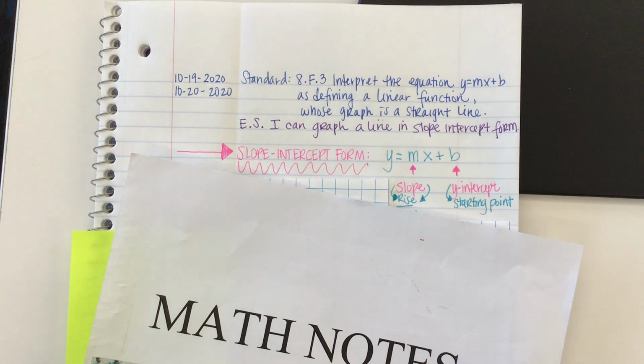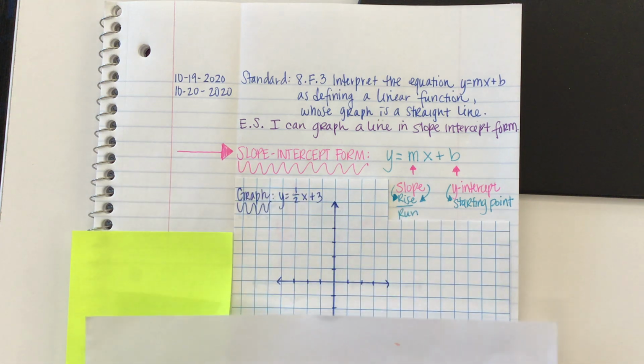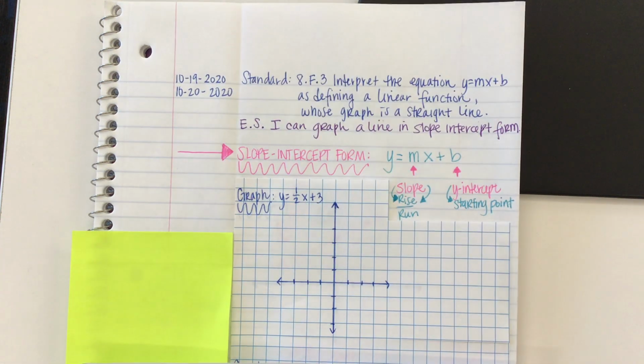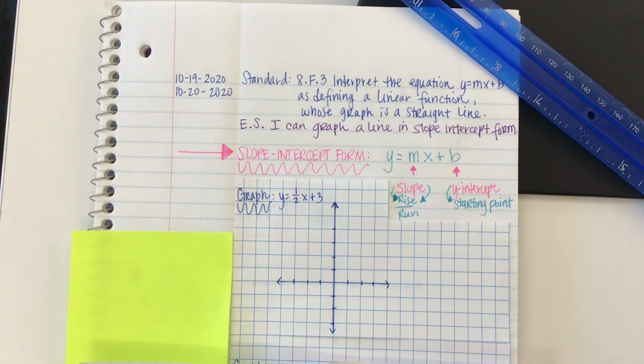So we're going to go ahead and get into an example. Here we have: graph y equals 1/2 x plus 3. What we did before was we would create an xy table, and we would find points, and then we would plot those points, and then we would graph the line. But now we're just going to use our linear equation and find the things that we need in order to graph our line.